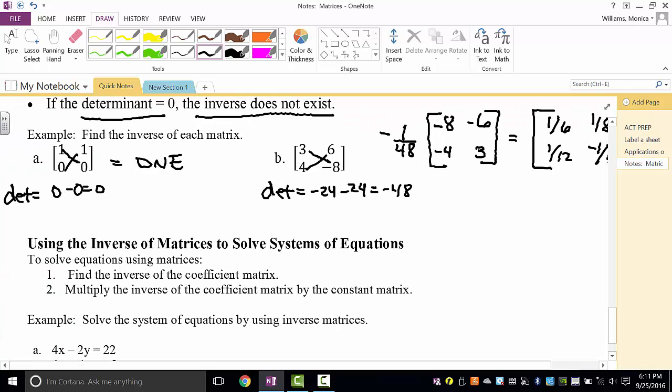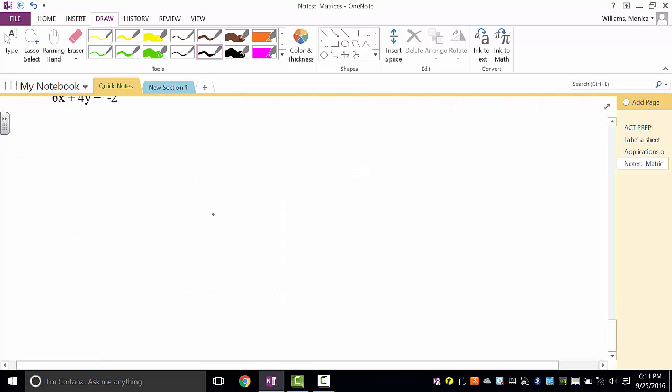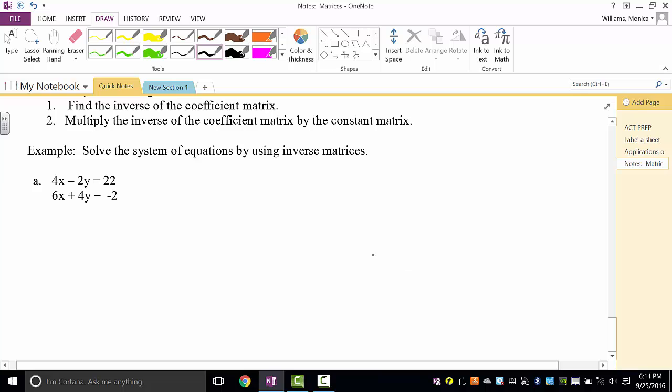And we're going to use the inverse of a matrix to solve systems of equations. To do that, first you write out your matrices. So our first matrix is called a coefficient matrix. That is the numbers in front of your variables here. So in front of x we have 4, in front of this x 6, y is negative 2 and 4. This is called your coefficient matrix.